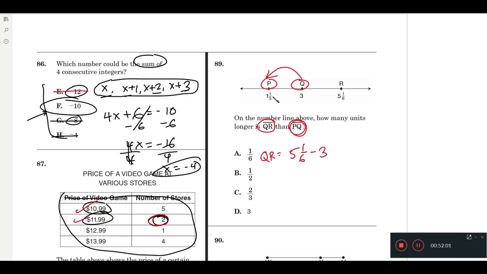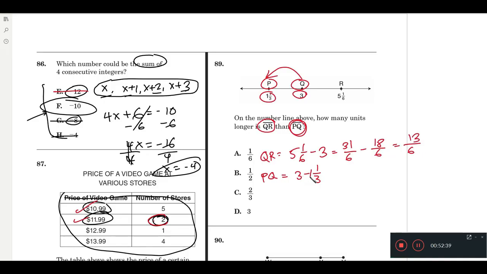The right side one is bigger, so you can say bigger minus the smaller. So PQ is equal to what? 3 minus 1 and 1/3. Now, what is the answer here? 5 and 1/6 minus 3 is what? We can make it 31 over 6 minus 3, right? 18 over 6. We could turn it into 18 over 6 by multiplying both top and bottom by 2. So what is 31 minus 18? 13 over 6, or 2 and 1/6.